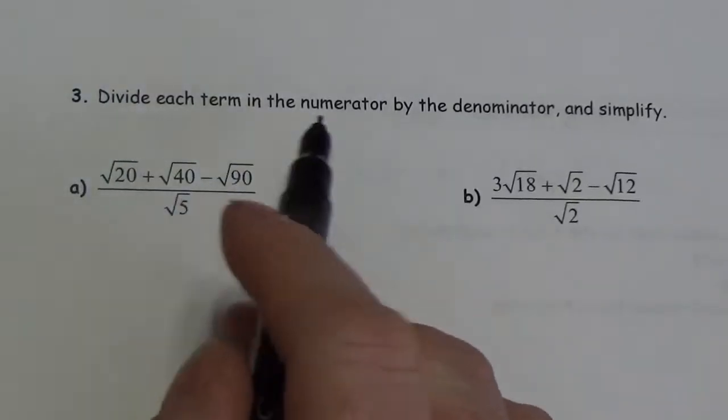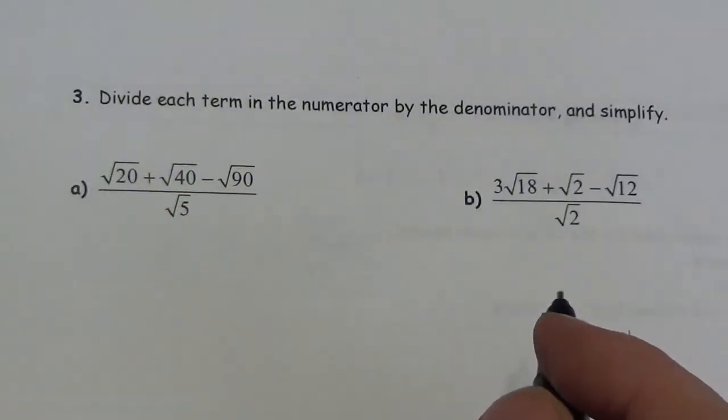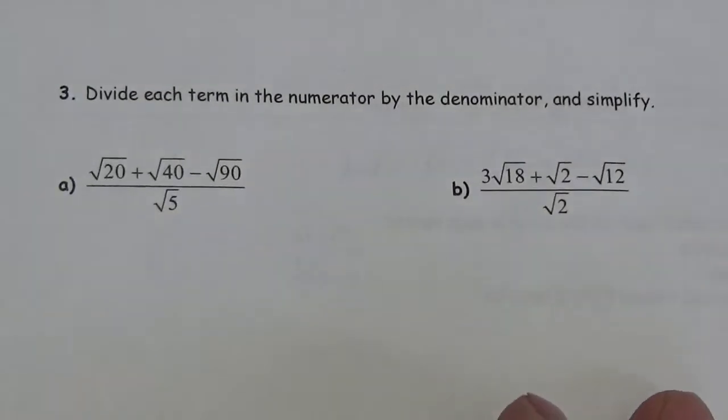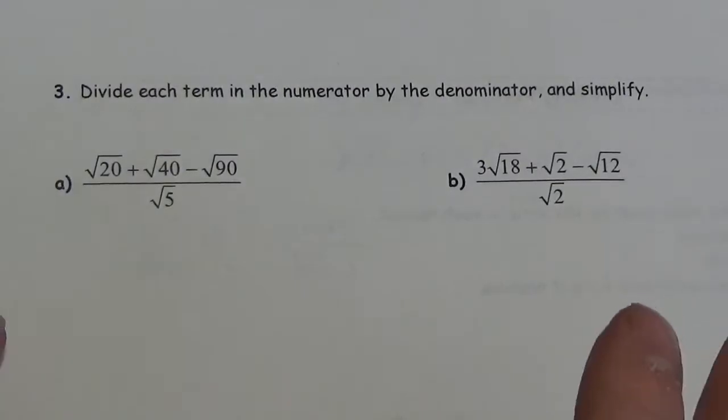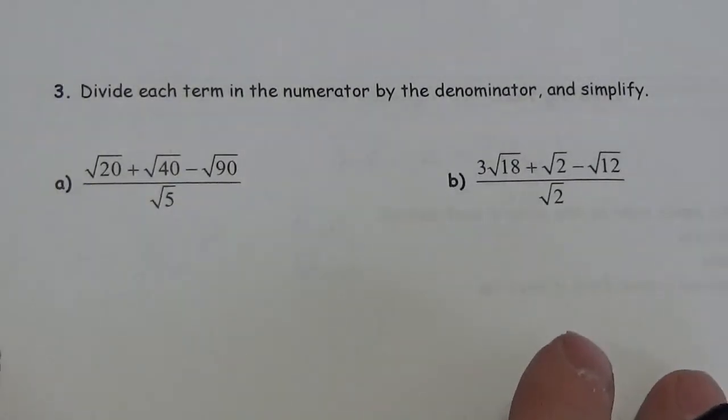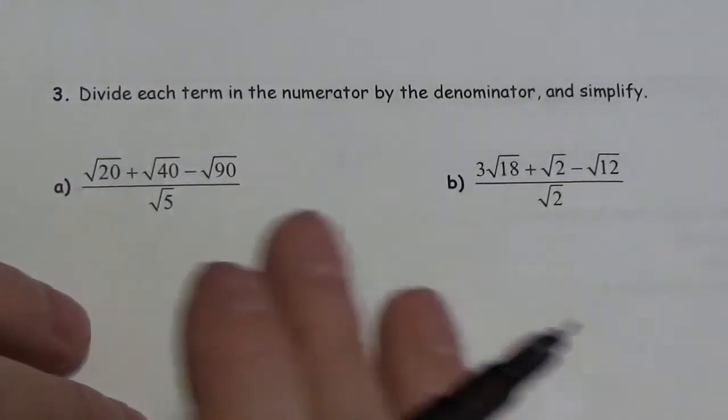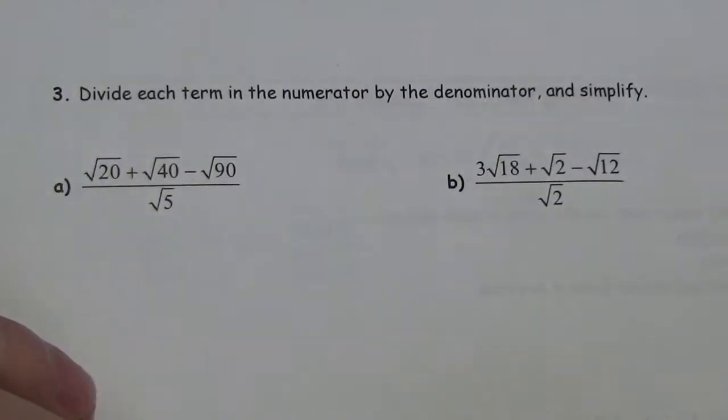Okay, next question here. It says divide each term in the numerator by the denominator and simplify. Okay, I like this question. It doesn't introduce anything new, okay? But it does force us to go back to a property of division that you would have looked at ages ago and kind of pull this back to the forefront of your mind here.